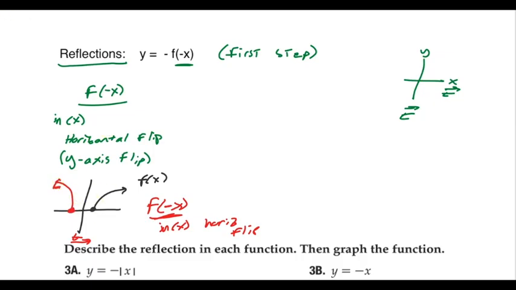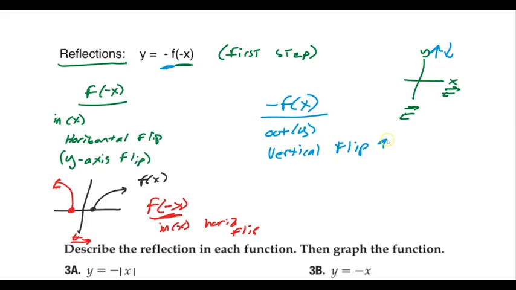It flips it horizontally. The negative on the outside is y. Y is up and down. So I call this a vertical flip. We're going to flip it up and down. Most books call this an x-axis flip for the same idea. So you flip it up and down, we're flipping it across the x-axis. For me, that's a little confusing. I prefer vertical flips. You flip it up and down.